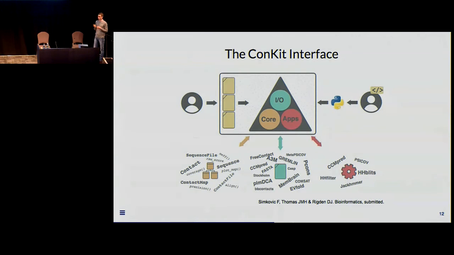If you want to run or create contact prediction pipelines yourself, we also provide a set of different command line application wrappers, so you could write entire pipelines purely in Python without having to worry about anything else. In general, you can interact with ConKit in two different ways. If you're familiar with the Python programming language, then you can access the full functionality of ConKit via, for example, a Python interpreter or a Python script.